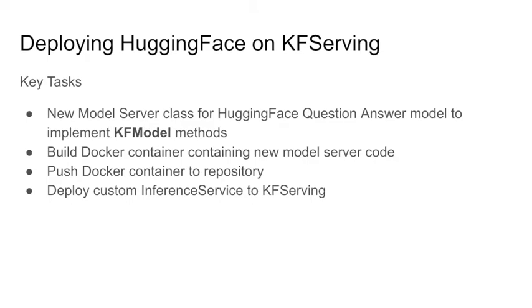To deploy our HuggingFace model, we need a new model server class for the HuggingFace Question Answer model to implement the KF model methods. We also need to build our Docker container, and then we need to push our Docker container to Docker Hub or another container repository. Once we've done that, we can deploy the custom inference service to our Minikube Kubernetes cluster.